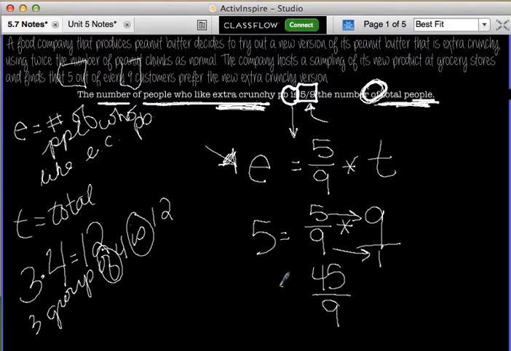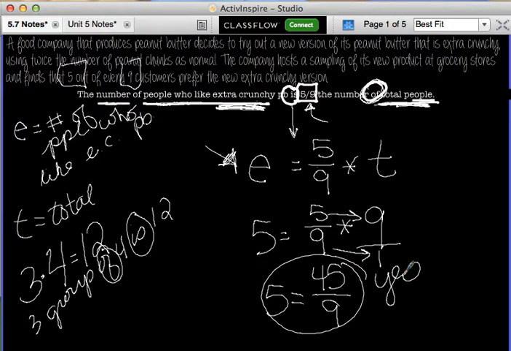And I get 45 over 9. And then here, 45 divided by 9 does equal 5. So since this is correct, I know that my equation is correct. So I can actually double check by using what I learned from the problem. Right? So these statements that we made before, these sentences, are actually helping us put together our equation.